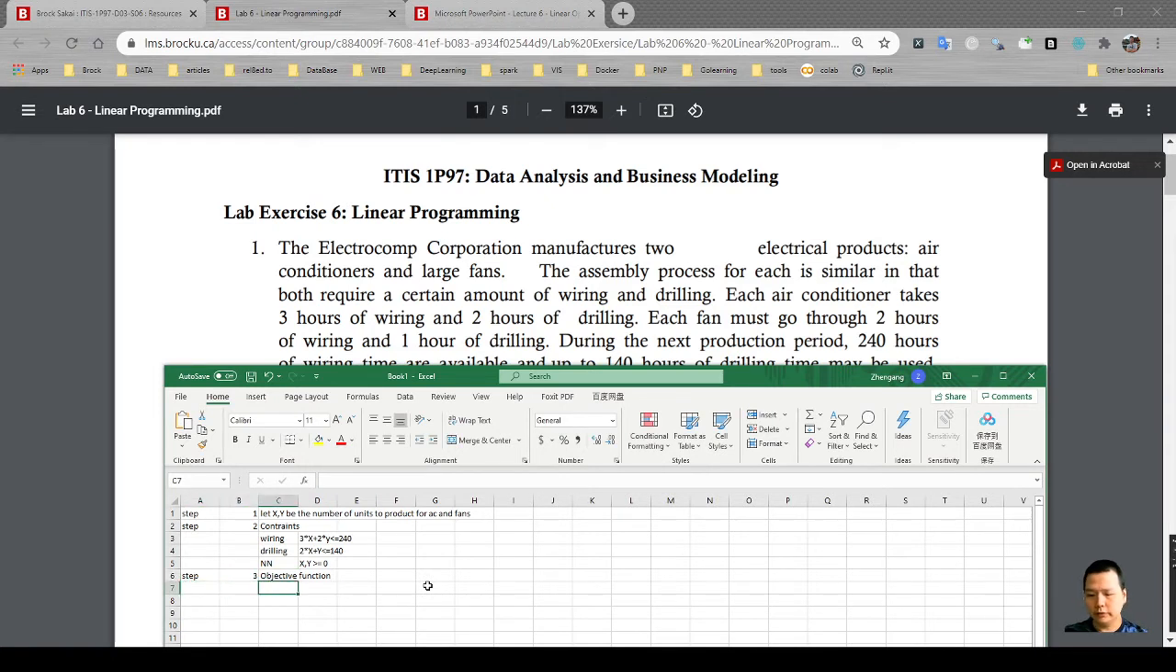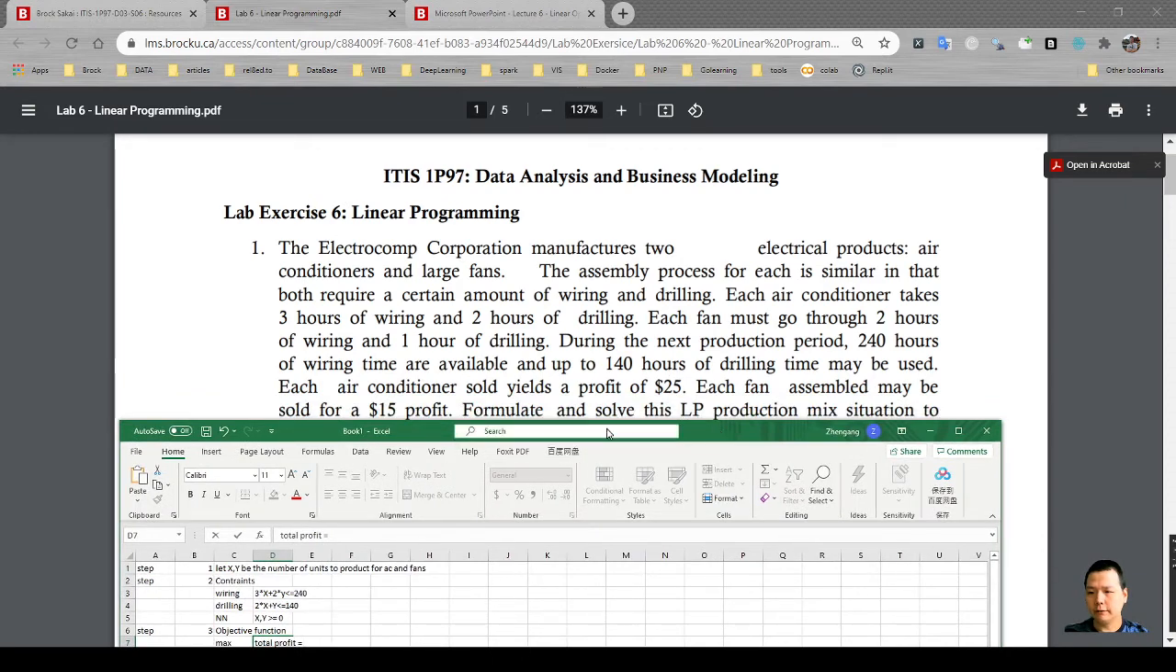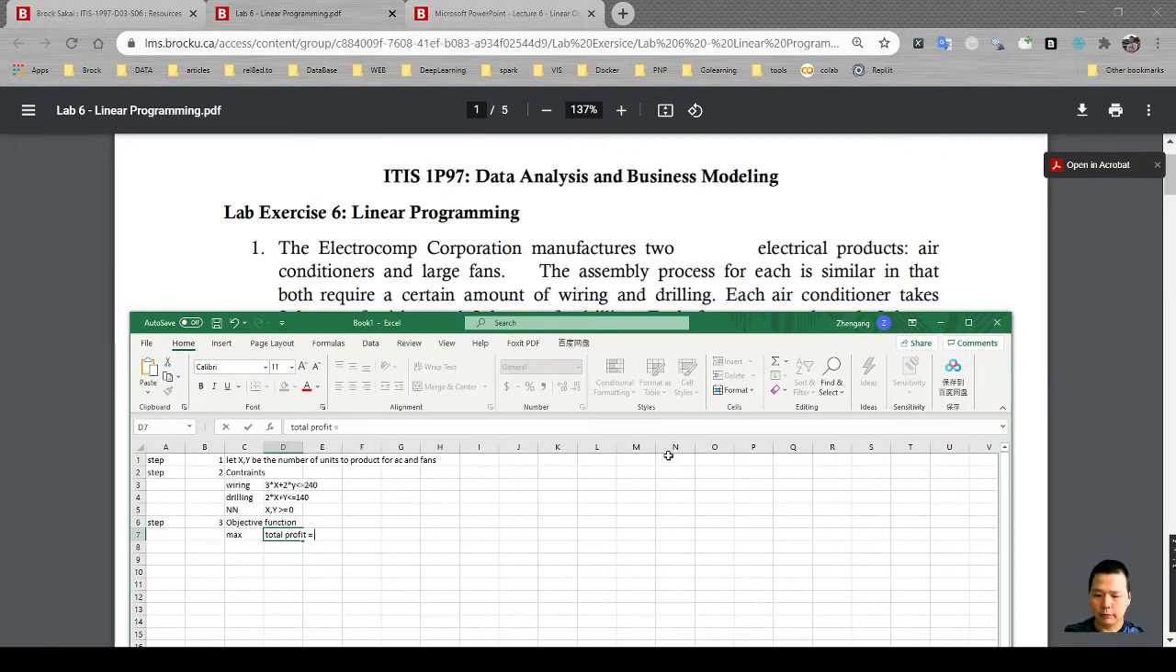Function. So we want to max our total profit equal to 25 and 15, right? So equal to 25 times x plus 15 times y.